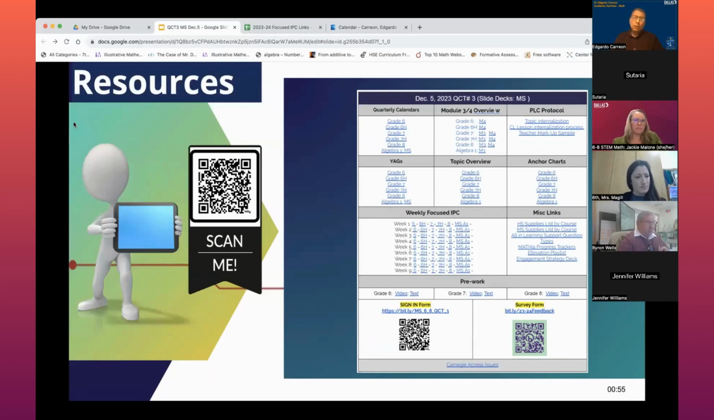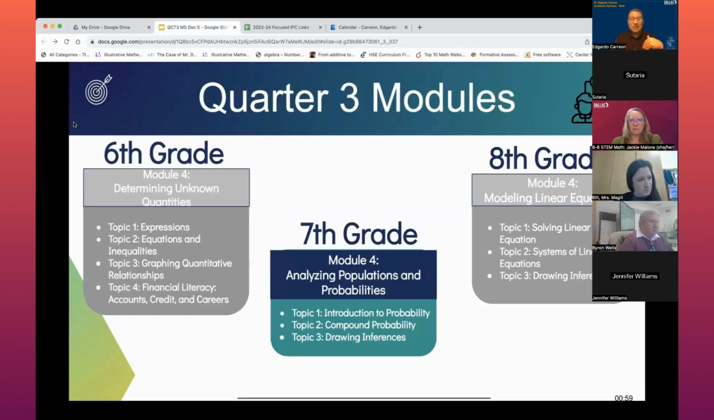Here's the link for the one-pager. Here's a one-pager where you're going to see quarter 3 links for weekly lessons or IPCs. You will see the YAGs, topic overview, module overviews, and the quarterly calendars for 6 through Algebra 1. Jackie already put that in the chat, so go ahead and click on it so we can start.